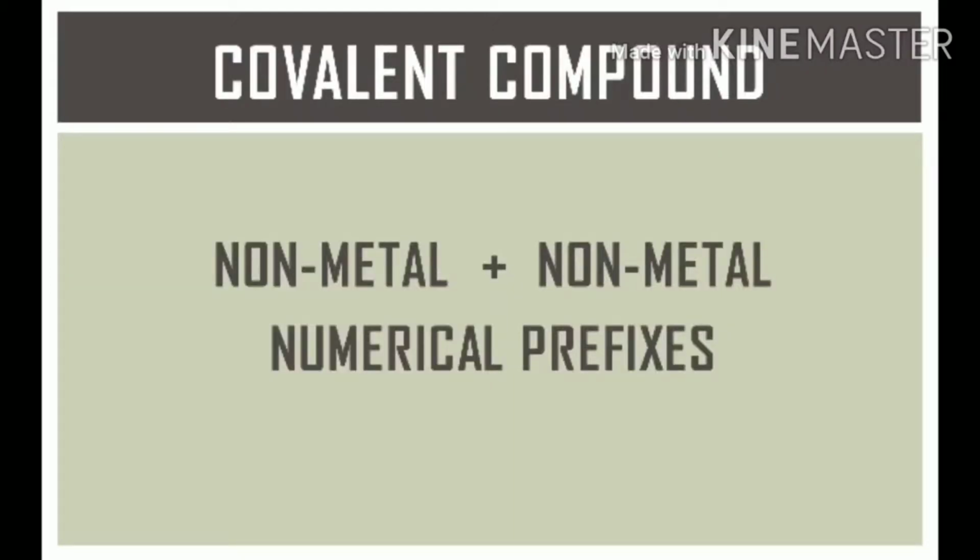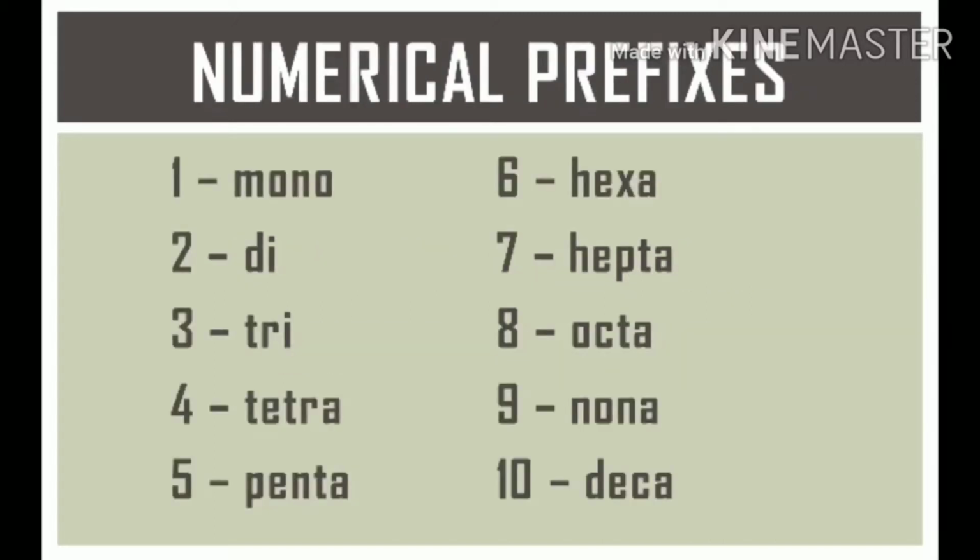The second thing to know about covalent compounds is that in writing a covalent compound, we're going to be using numerical prefixes. Numerical prefixes are the numbers from 1 to 10: 1, 2, 3, 4, 5, 6, 7, 8, 9, and 10. Wherein 1 is mono, 2 is di, 3 is tri, 4 is tetra, 5 is penta, 6 is hexa, 7 is hepta, 8 is octa, 9 is nona, and lastly 10 is deca.